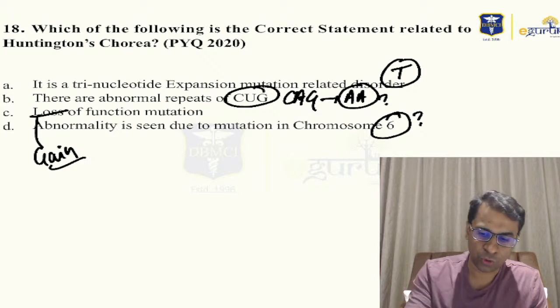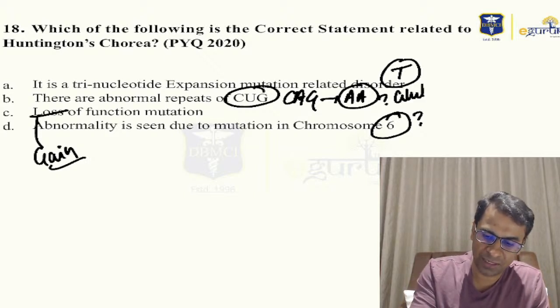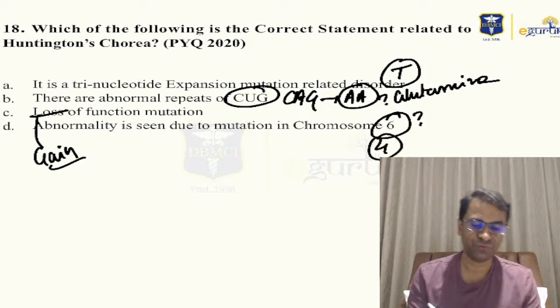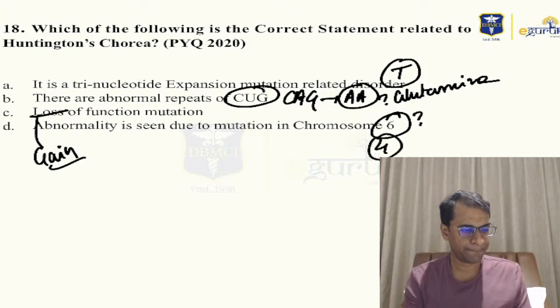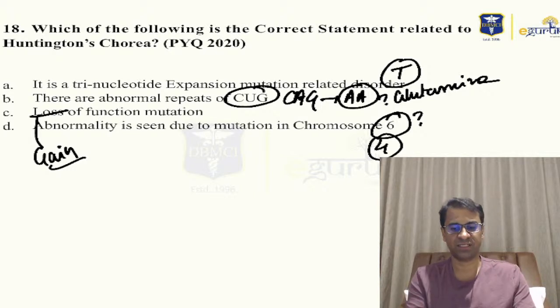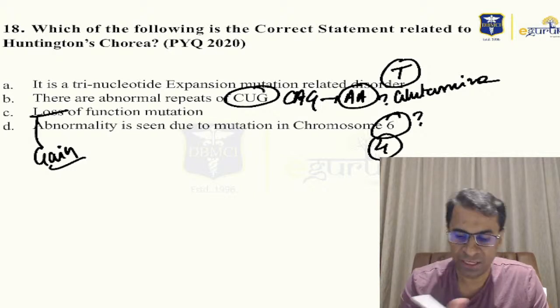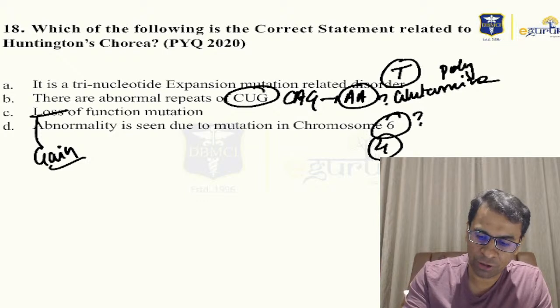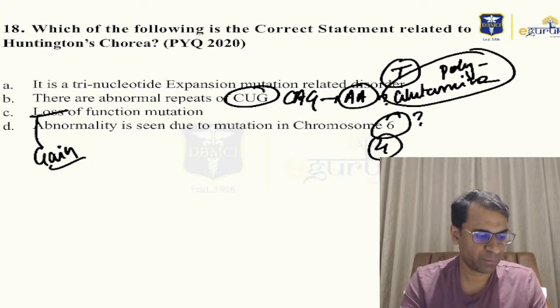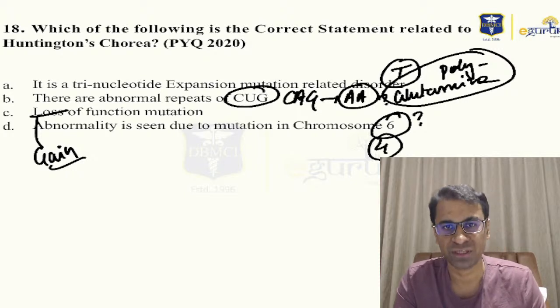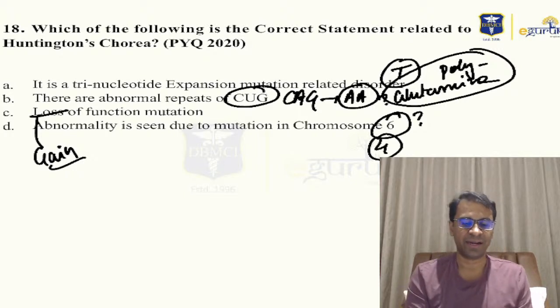Yes, it is glutamine. Perfectly answered. Glutamine. And the chromosome number is 4. Two questions and two answers. It is polyglutamine. So multiple polyglutamine is there because of CAG, and it is on chromosome number 4, not 17. Chromosome number 4 is involved in Huntington's chorea.